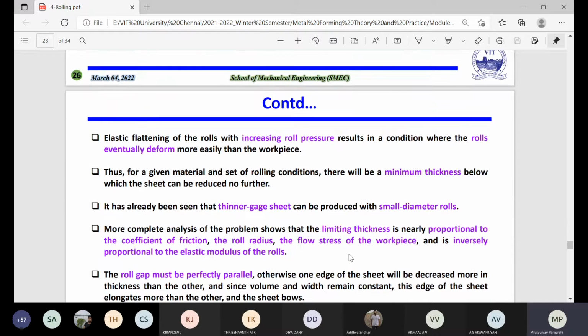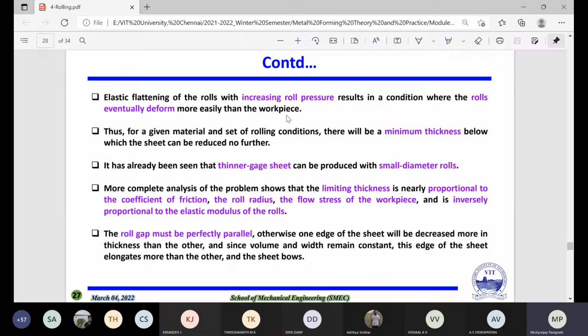So now, the elastic flattening of the rolls with increasing roll pressure results in a condition where the rolls eventually deform. As we already said, with the sheet you probably will not find a proper edge, or you may find a wavy edge, and sometimes you will find a crack. How is it created? By increasing the roll pressure, because you do not know how much load is required for this kind of soft material, or maybe for this sheet. We do not know.